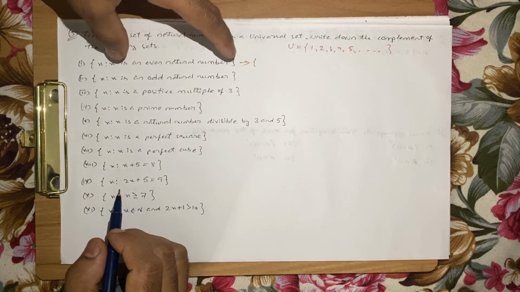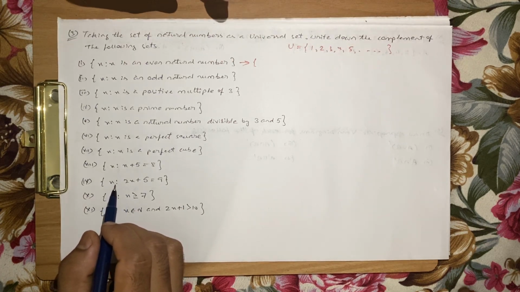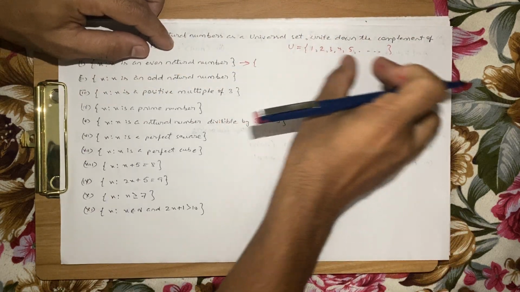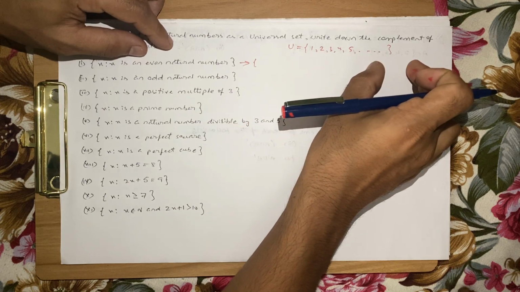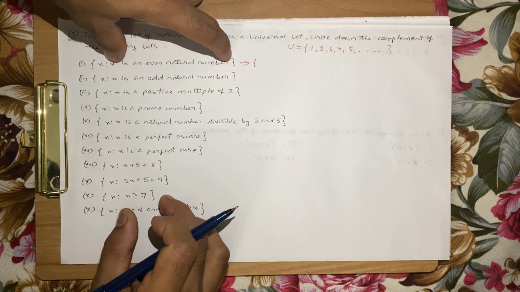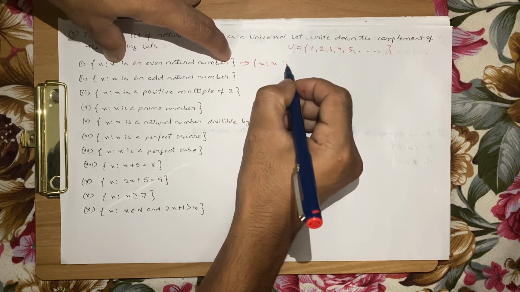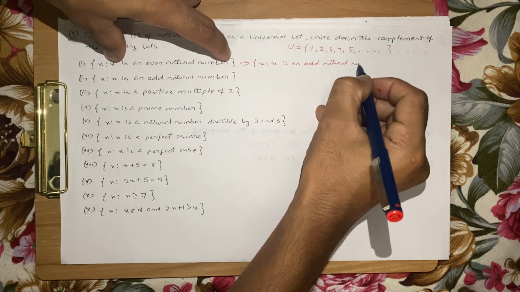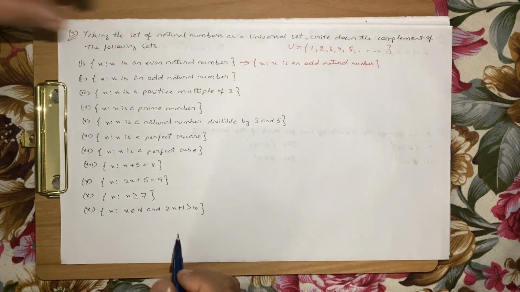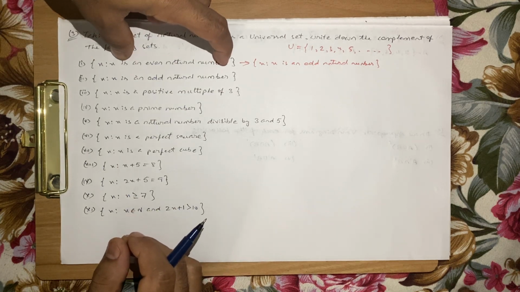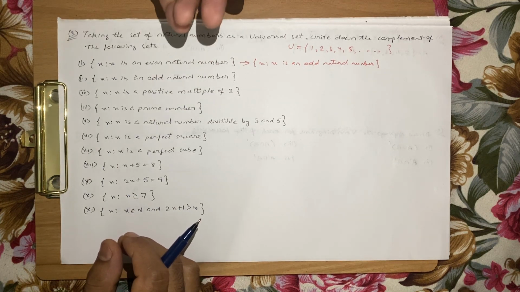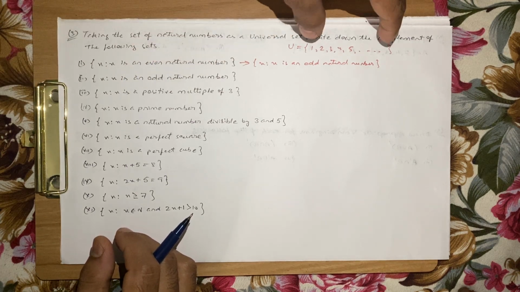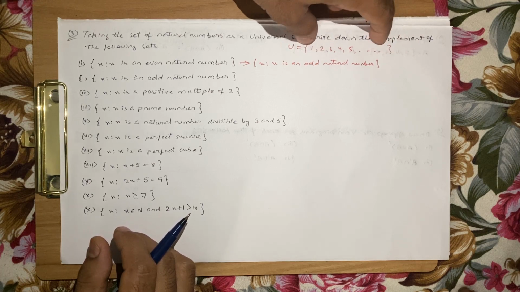This is a set of all the even numbers in the set of natural numbers. Now you know that in the set of natural numbers you have two things, right? You have odd numbers as well as even numbers. So the complement of this will be X such that X is an odd natural number. Simple, right? Because this set is the set of even numbers, so when you compare with the universal set, what is not present in this set? It's the odd numbers that are not present.